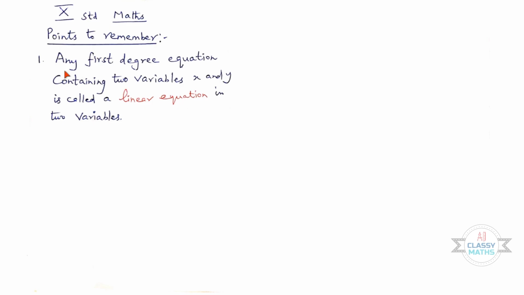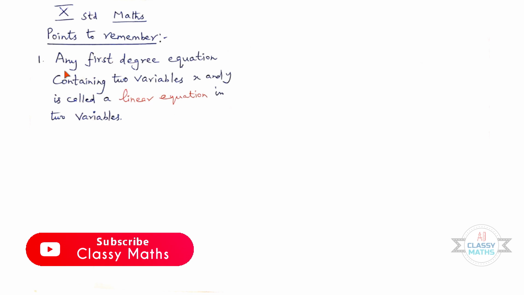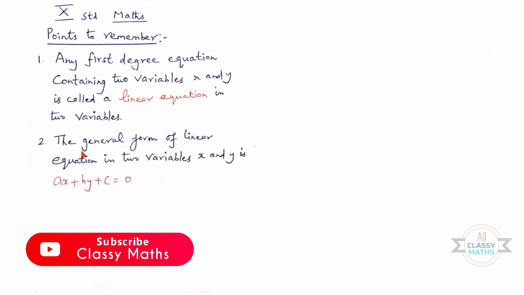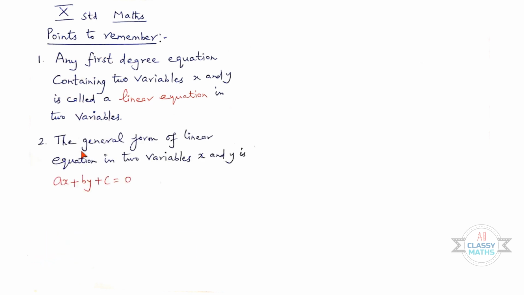First one, any first degree equation containing two variables x and y is called a linear equation in two variables. Second one, the general form of linear equation in two variables x and y is ax plus by plus c is equal to 0.